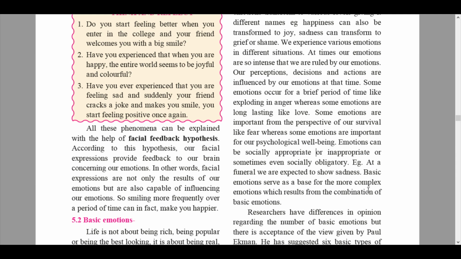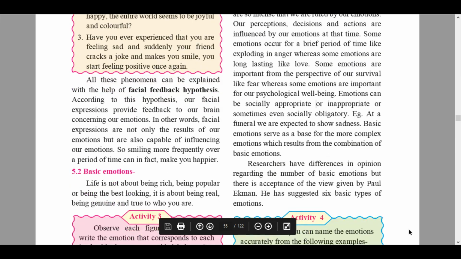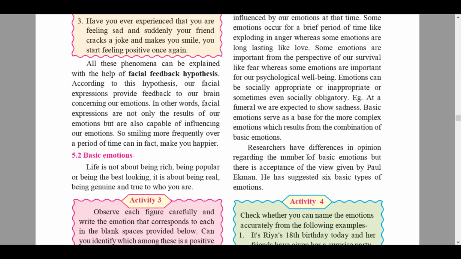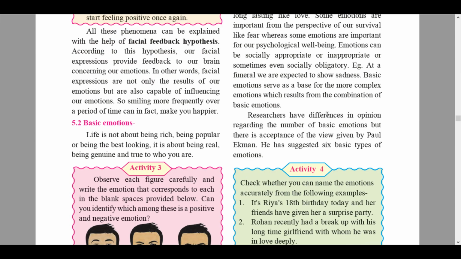Basic emotions serve as a basis for the more complex emotions, which result from the combination of basic emotions. So, as in the example given here, we are expected to be sad or show sadness, but if you act spontaneous or very happy at this funeral, it is socially obligatory to avoid that. It's just to the limit of shamefulness. Researchers have differences in opinion regarding the number of basic emotions, but there is acceptance of the view given by Paul Ekman. He has suggested 6 basic types of emotions.